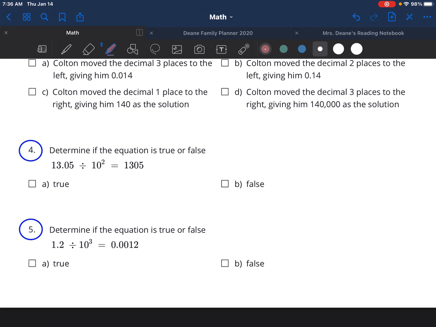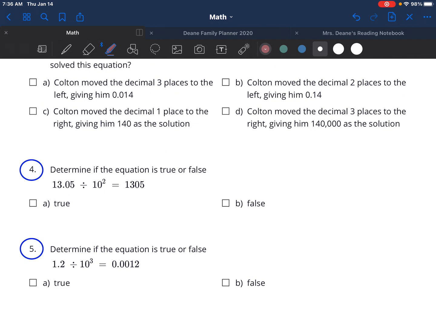Number 4 and 5, you're again just moving your decimal. This one has a power of 2, and this one has the power of 3. So for number 4, you're moving your decimal 2 places to the left. And then you have to see, does that match the answer here that they gave you? If you get a different answer, then you're going to mark this problem as false. If you get the same answer, you would mark it as true. Number 5, determine if the equation is true or false. Same thing again. This time you're going to move it 3 places. If it matches the answer they give you right here, it's true. If it doesn't, then it is false.